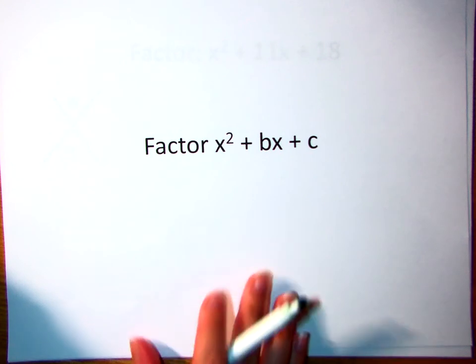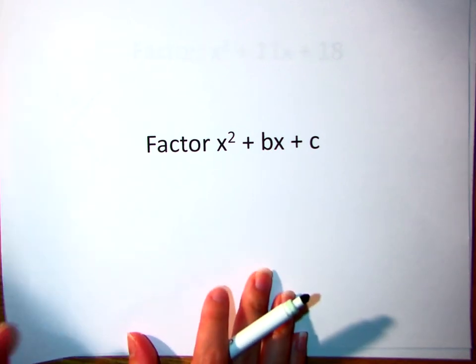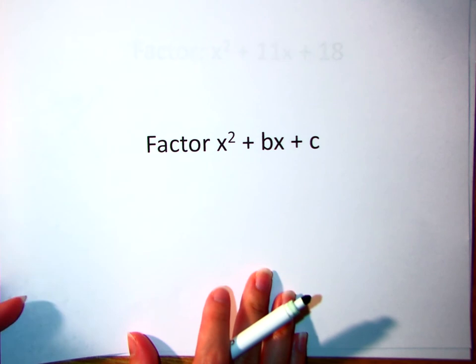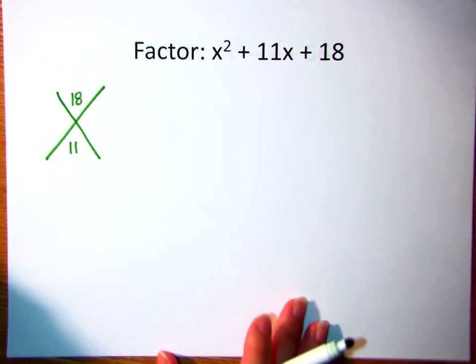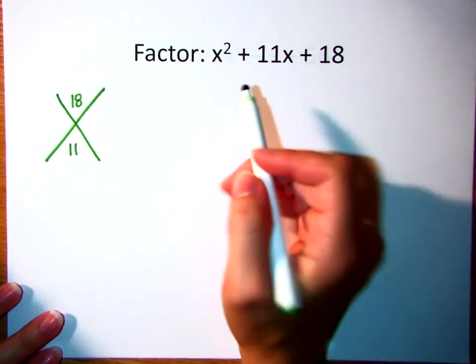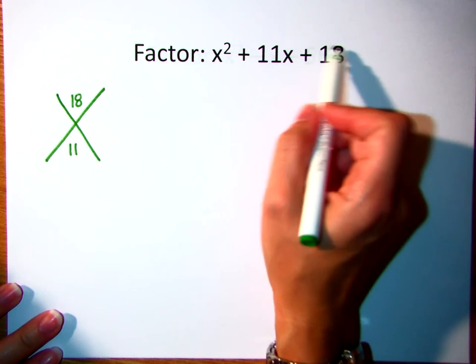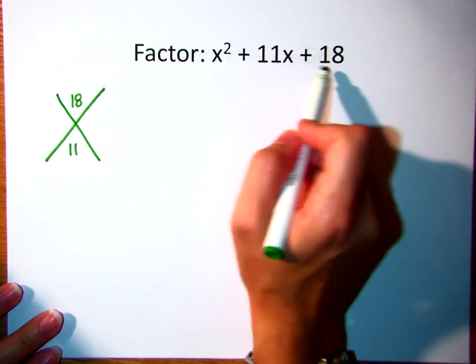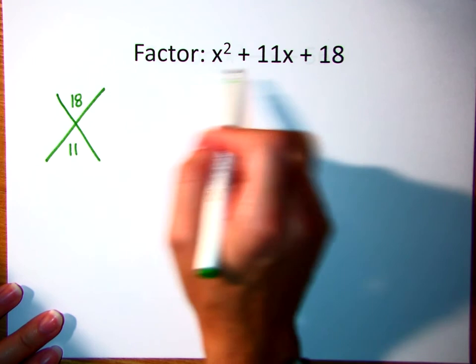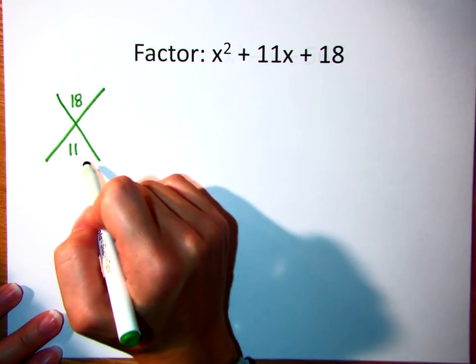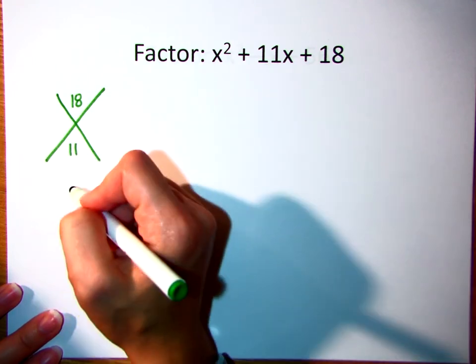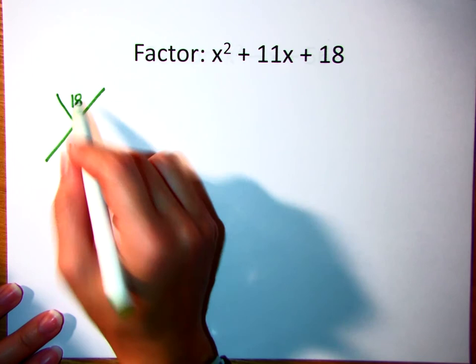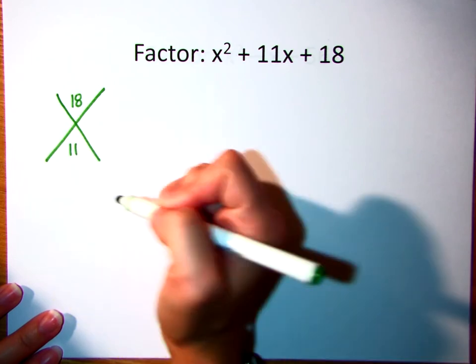This lesson is on factoring a trinomial when the leading coefficient is 1. When you get ready to factor, you want to take whatever your c is, because this would be ax squared plus bx plus c. Whatever c is, you can put it on the top. Your b can go here in the bottom, and you want to think, what two numbers multiply together to give me 18, but when added together give me 11?